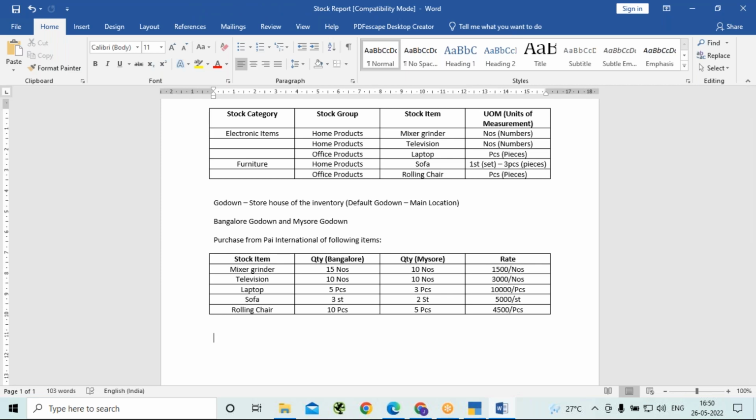Then next, let me have a transaction for the sales. Sales made to RK Furniture, RK Enterprises. Let me take it, RK Traders, through Bangalore godown only.